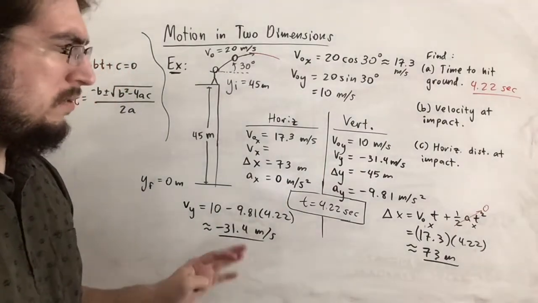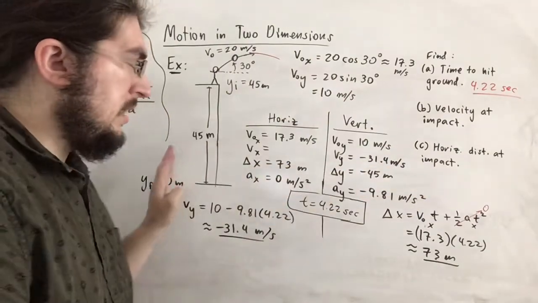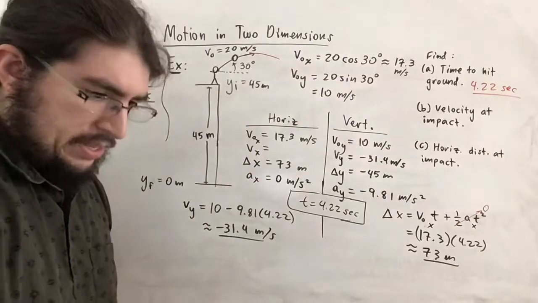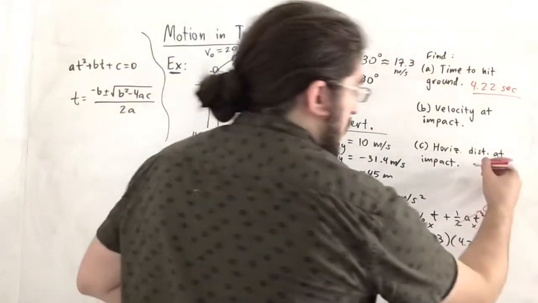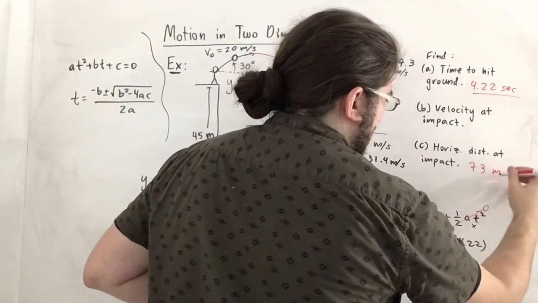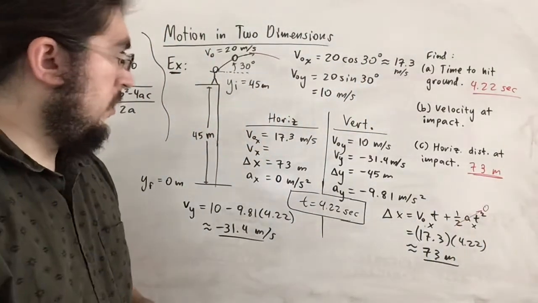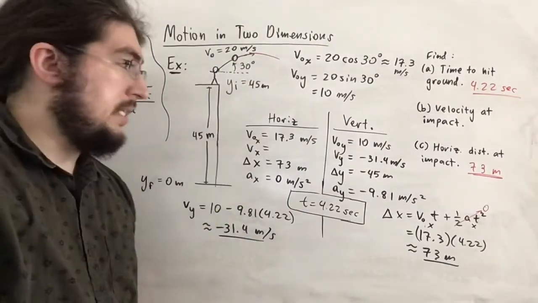So notice we kind of skipped B for a moment's time, and we actually know the horizontal distance at impact, it's just going to be 73 meters. So I'm not actually answering it in the order that they would like us to answer it, but that's okay. 73 meters away from the building. Good, so now finally we want the final velocity.